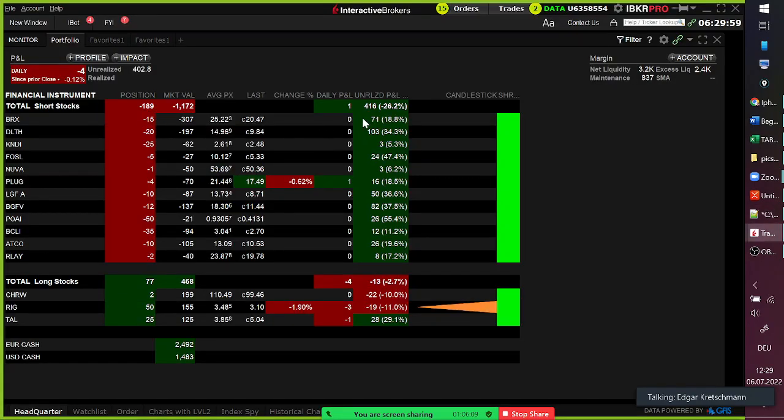So look at this, for instance. Here we invested into DLTH. We bought 20 stocks. This red means it's a short position, means we're selling, right? So we're not buying the stock, we're selling the stock.